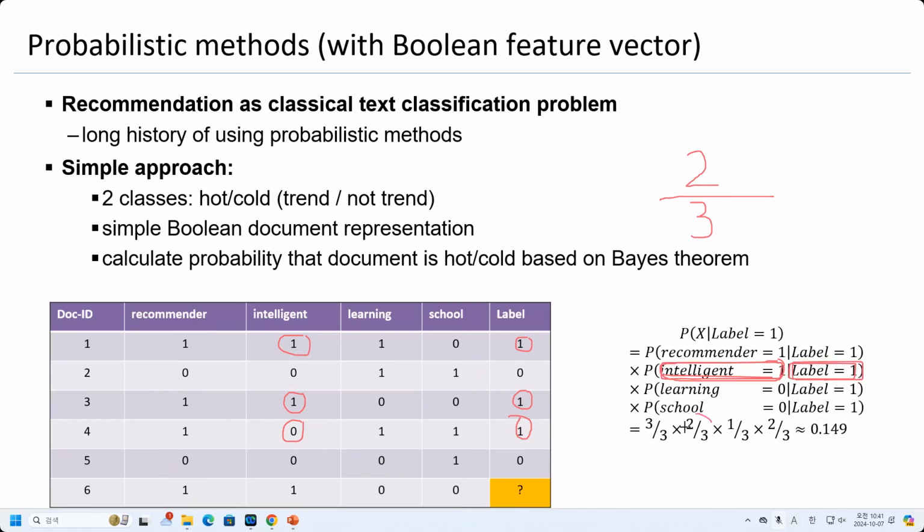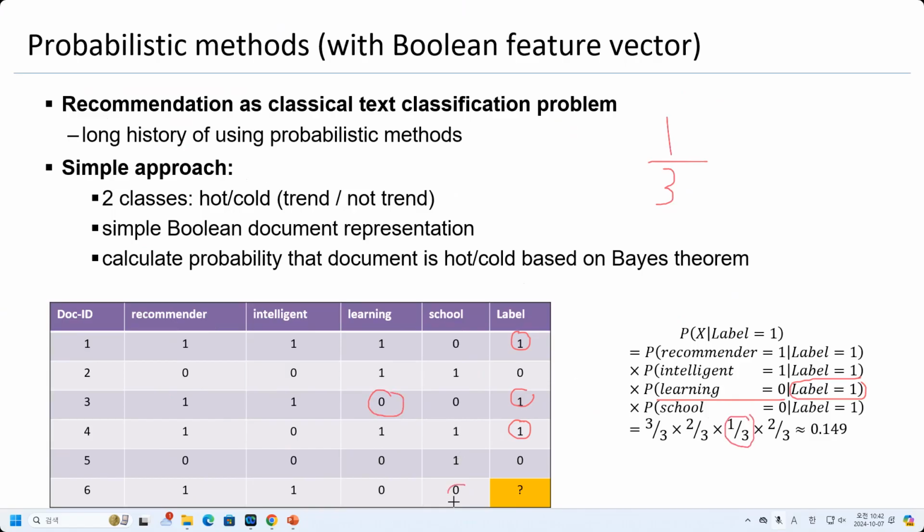So 2 out of 3 is this one. Now let's check next. The word learning is 0, given that the label equals 1. The label equals 1 is still 3, and the word learning is 0 is only 1. So 1 among those 3 documents, that is the probability.